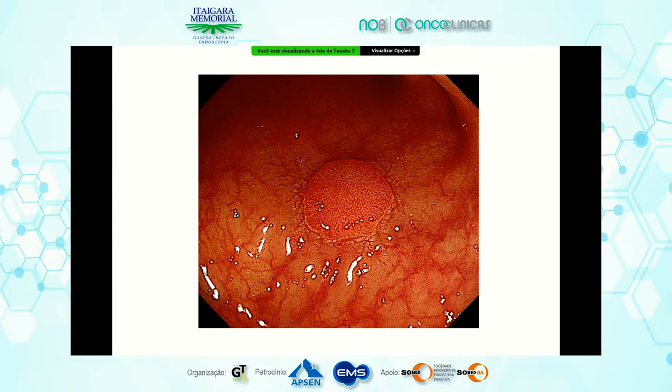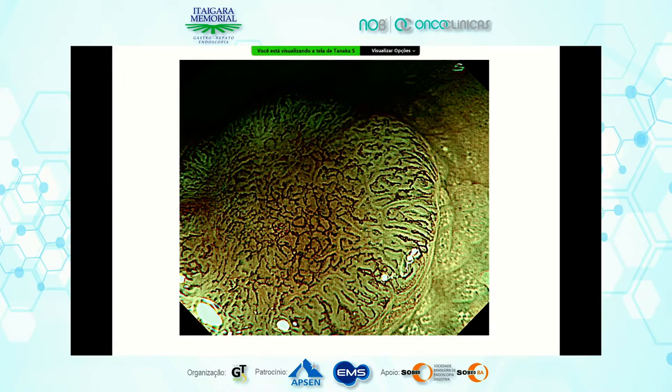What do you think of this region? It is a tiny, flat region, less than 1 centimeter in diameter. This is an NBI magnifying view. This view is not the best because the observation is oblique. For NBI magnification, perpendicular observation is very, very important.